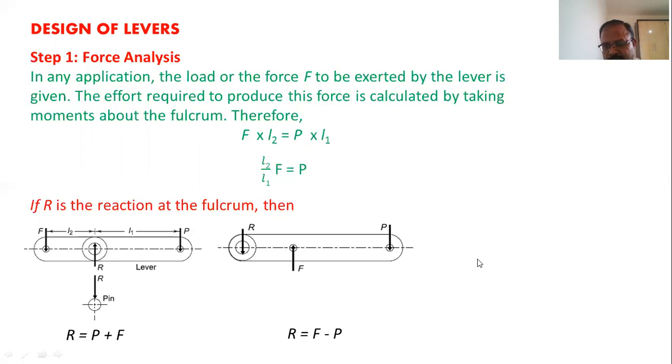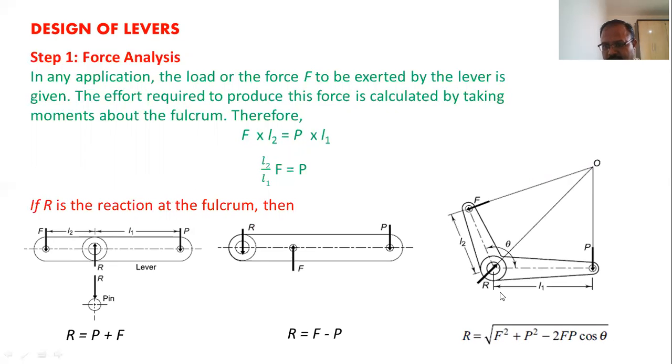And in the third type of lever, or any other lever, a bell crank lever or angular lever, right, where the arms are inclined, we can calculate reaction by using the cosine rule. We can calculate reaction as under root of F square plus P square minus 2FP cos theta. If we are talking about a specific lever, for example, bell crank lever, where the angle is 90 degrees, then cos 90 is 0. Then in that case, R will be equal to under root of F square plus P square only. So we have calculated the reactions at the fulcrum for different types of levers, right?